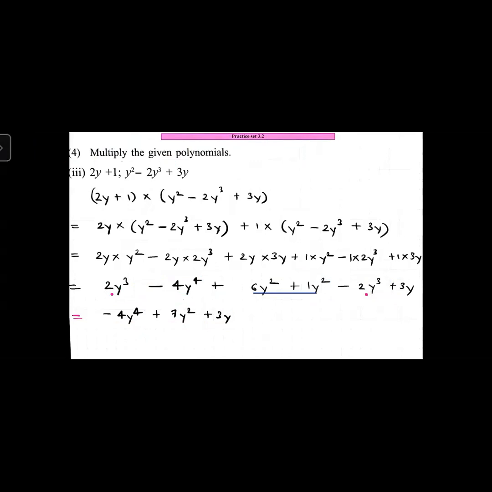So we are done with so many solved examples and practice at 3.2, addition, subtraction, multiplication. Now we will proceed to the division part.